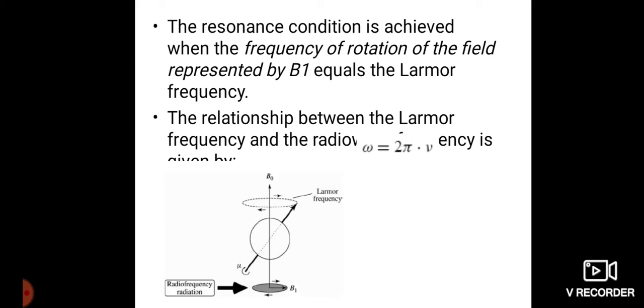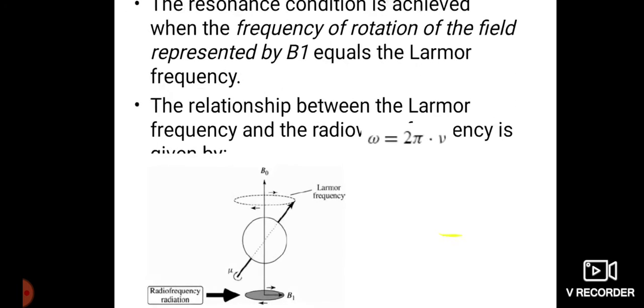Now, the relationship between the Larmor frequency and the radio frequency is given by omega equal to 2 pi nu. When omega, the frequency with which the spinning tiny magnet is spinning around, is equal to 2 pi nu, then the Larmor frequency and the radio frequency become equal, and the tiny magnet is said to be under resonance.